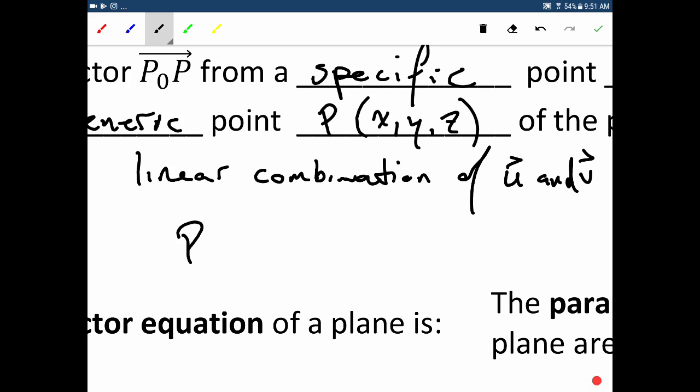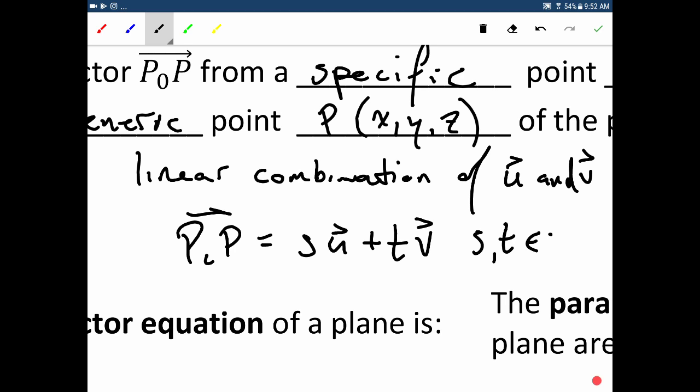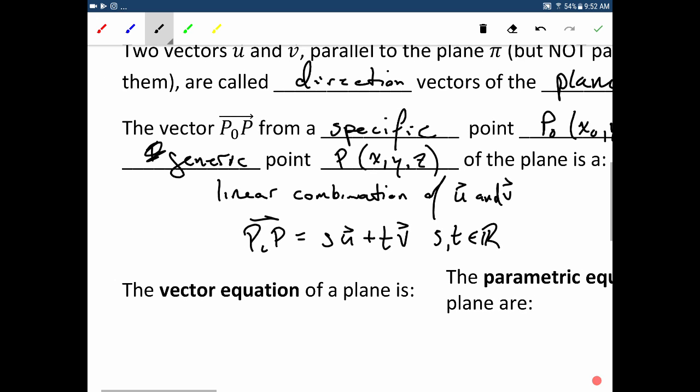You're just taking that u vector and multiplying it by a number. It doesn't matter what the number is. Then we add the v vector also multiplied by a number, and again, it doesn't matter what that number is. So s and t are just any 2 real numbers. We're creating other vectors using these 2 vectors, and by doing that, that creates a plane and the direction of the plane.